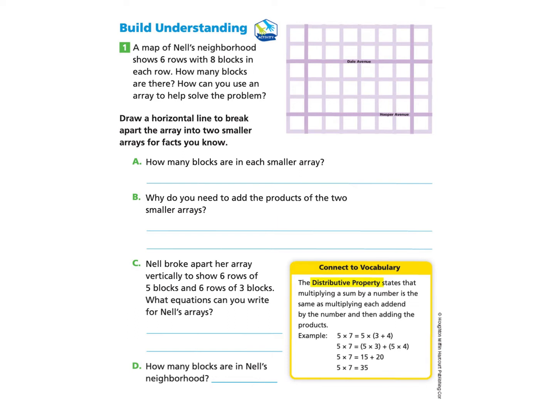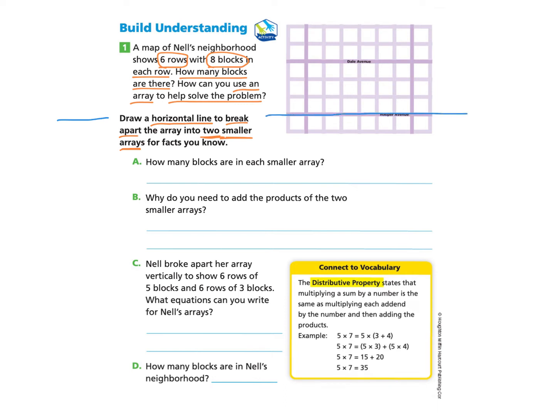A map of Nell's neighborhood shows 6 rows with 8 blocks in each row. How many blocks are there? How can you use an array to help solve the problem? Okay, and then it asks us to draw a horizontal line to break apart the array into 2 smaller arrays for facts you know. A horizontal line is a straight line that's drawn from left to right. So I'm going to draw my horizontal line right at the bottom here.